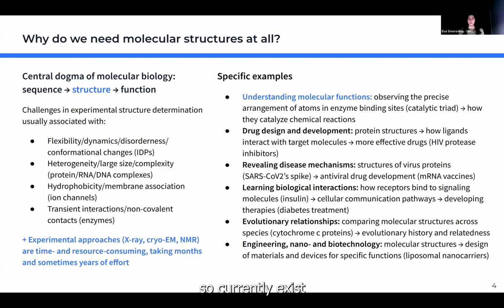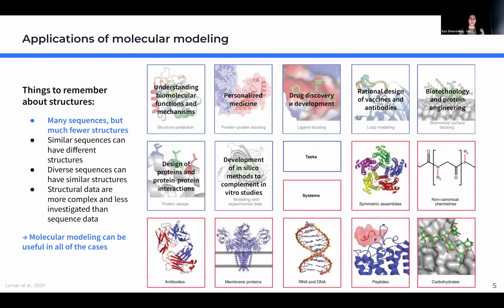So currently existing experimental methods like X-ray, cryo-EM, or NMR are time and resource consuming. That's why they're not always available for all the people. And we need molecular modeling to overcome the challenge of experimental methods. For example, molecular modeling can address the issue with many more sequences and much fewer structures. With molecular modeling, we can model the absent structures of those sequences that currently exist.